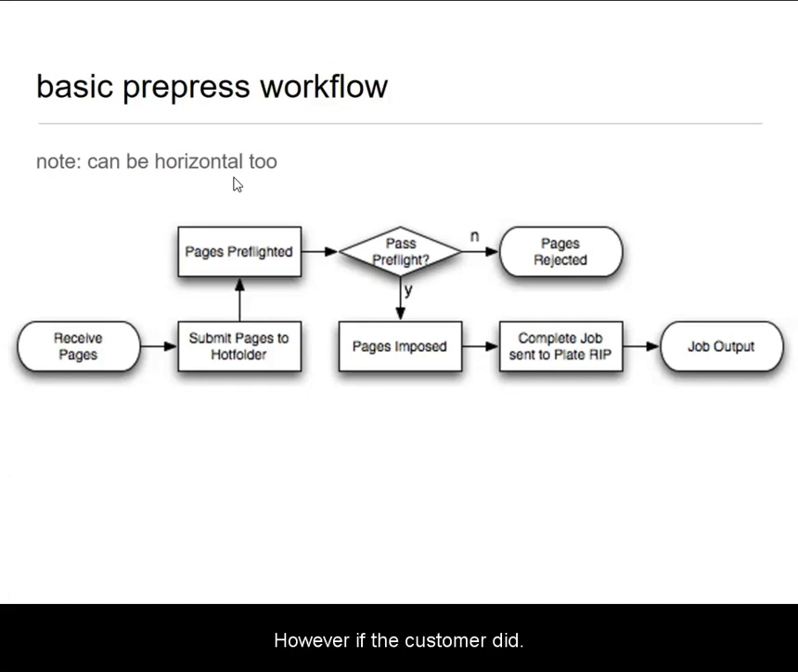However, if the customer did change something, customer's always right. They wanted to swap this photo for that photo. Then that would be a value added process. We fixed the files. So that's the thing we've got to think about. We've got to ask ourselves, is this value added or non-value added?